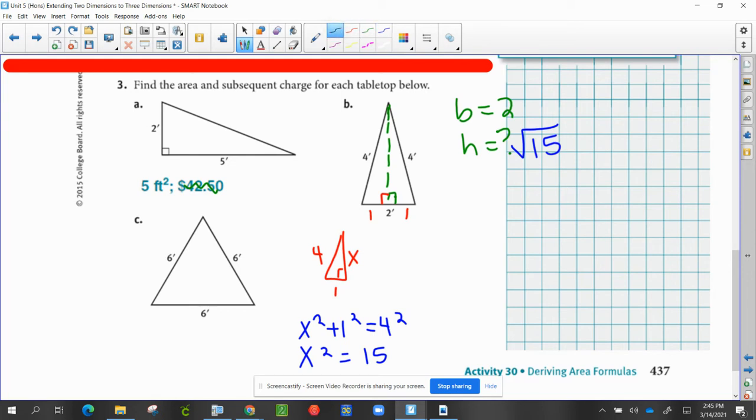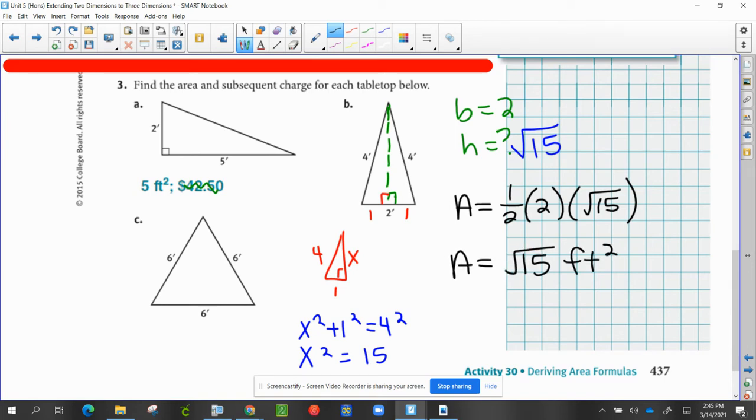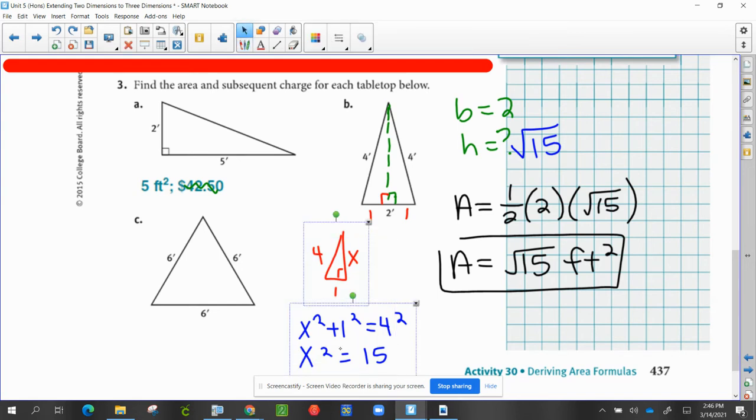Okay, so then to find our area, we'd have to do 1/2 our base times our height. So we actually have 1/2 of 2 would just be 1. So it looks like our area is the square root of 15 feet squared. So it won't always work out nice. And if we could have reduced that radical, that would be something we would have done. But in this problem, we're technically done here.